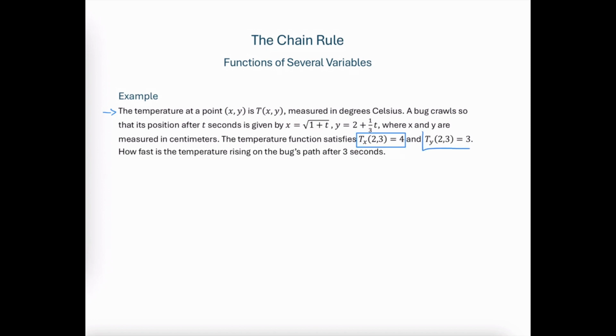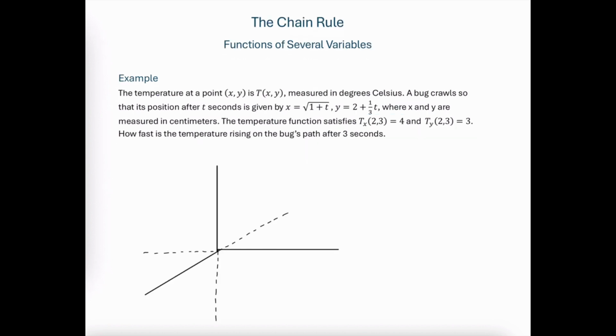The temperature satisfies these two given partial derivatives, and the question is, how fast is the temperature rising on the bug's path after 3 seconds? So in order to understand this given information, I'm going to make a concept drawing to try to decipher it.